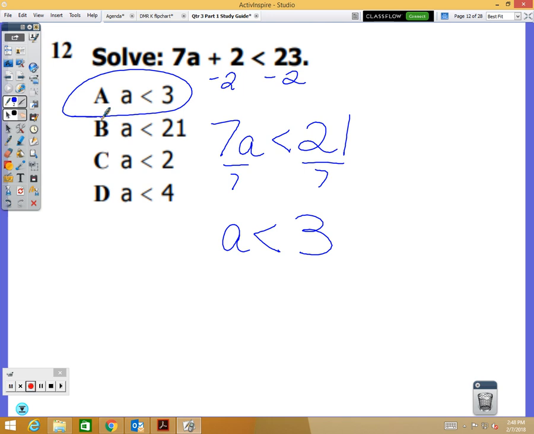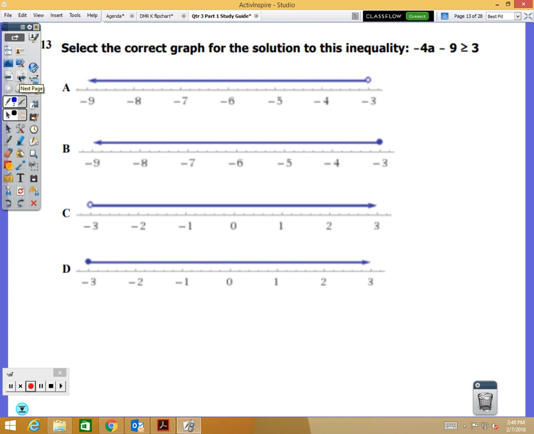And then number 13. Quite a few people missed number 13. First of all, you have to solve the inequality. You cannot just look at the inequality and go ahead and figure out if it's open or closed and which way it's pointing. We have to solve it first. So plus 9 is negative 4A is greater than or equal to 12. And now I'm going to divide by -4. Here I am dividing by a negative, which makes my inequality sign reverse.